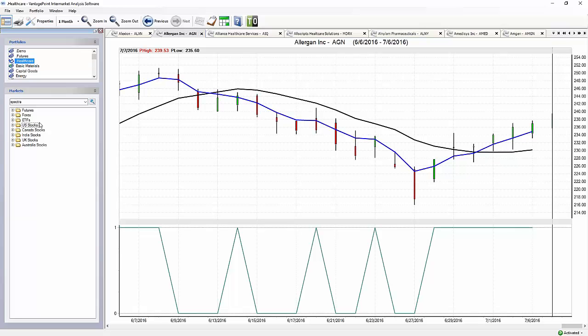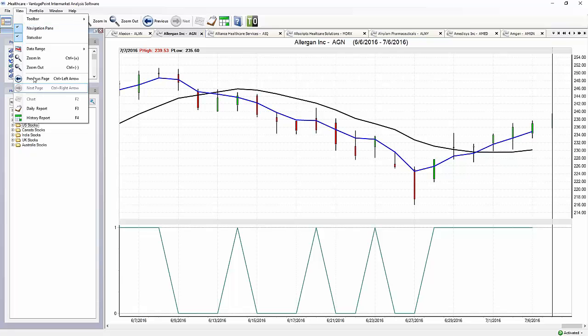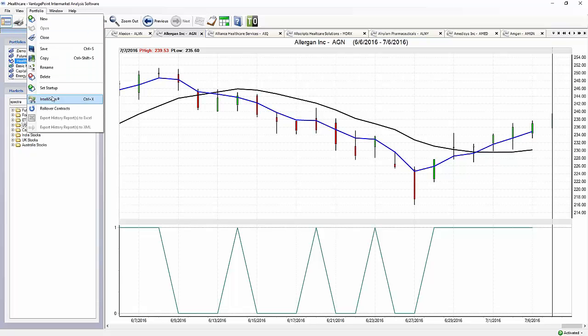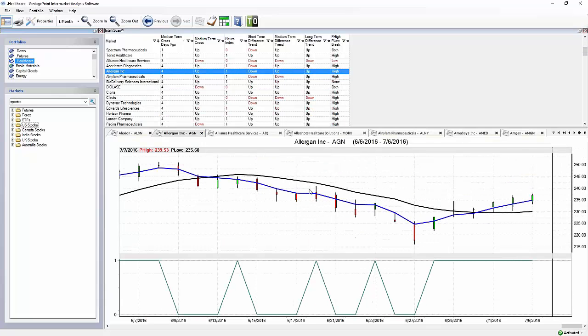Now, here we have Allergan, but I want to focus on the scanning feature. We've got over 100 stocks in this portfolio, so a lot of markets you can scan through, and I want to show you how quick and easy this is. From those previous examples explaining the predicted moving average and the neural index, you see it's very simple, just 2 indicators. That's really the key: when you have something consistent and accurate, you don't need 5, 6, 7 different indicators.